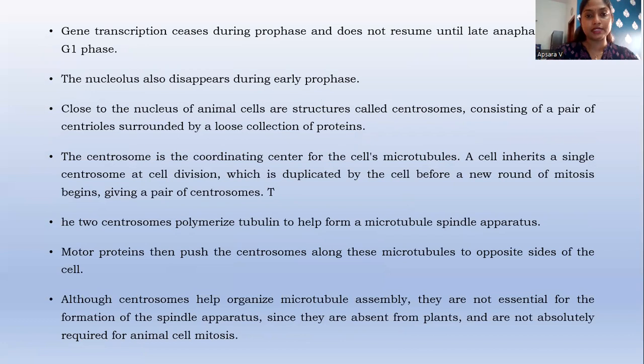Close to the nucleus of animal cells are structures known as centrosomes. They consist of a pair of centrioles surrounded by a loose collection of proteins. The centrosome is the coordinating center for the cell's microtubules. A cell inherits a single centrosome at cell division, which is duplicated by the cell before a new round of mitosis begins, giving a pair of centrosomes. The two centrosomes polymerize tubulin.